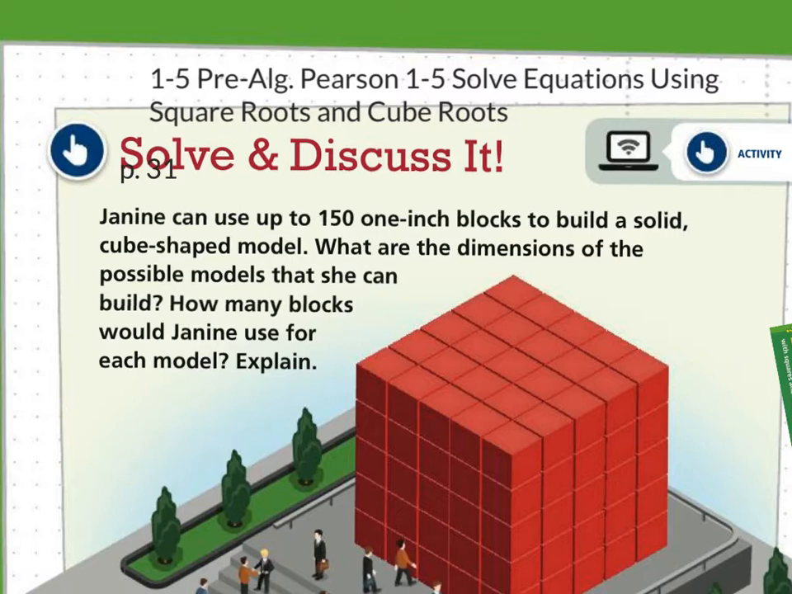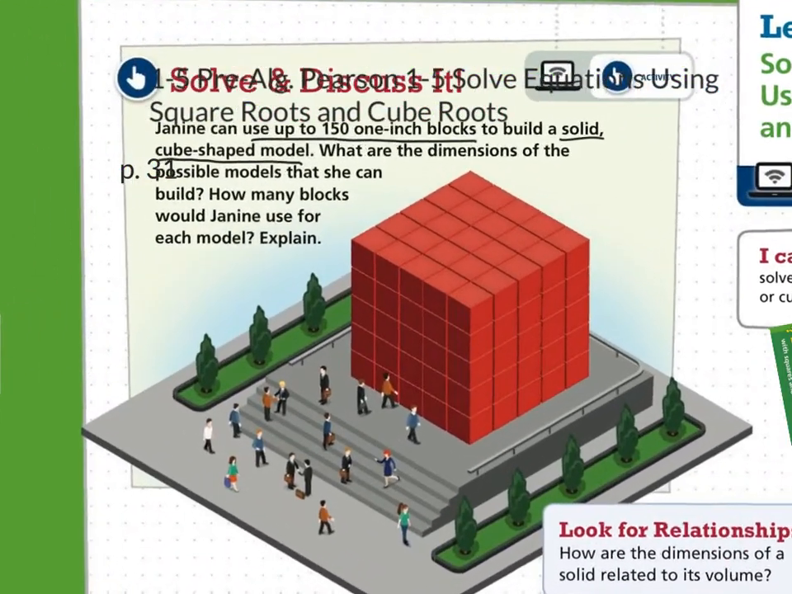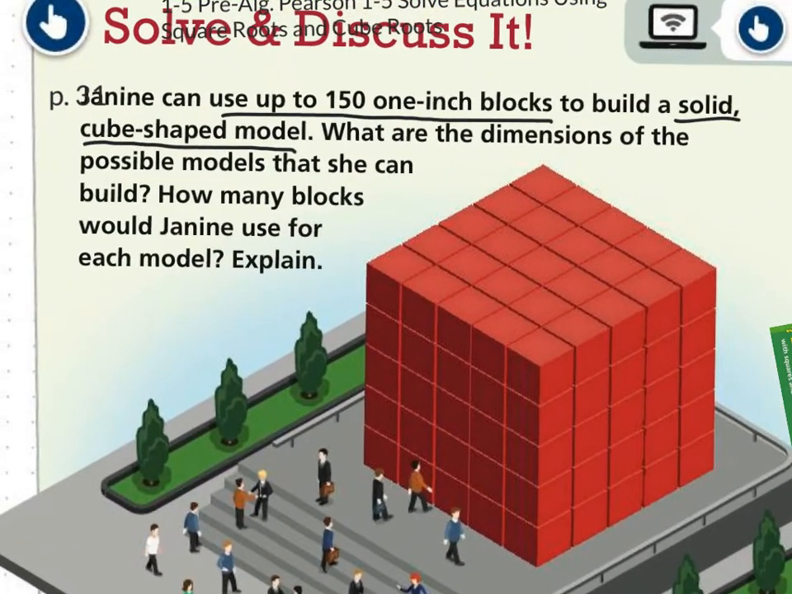So notice some key words in here. She's going to build a solid cube-shaped model. So one thing, it's solid, so it's not like we're just putting these cubes on the outside. We're making it solid. Also, it's a cube shape. And also, we can use up to 150 1-inch blocks. So let's think about some different cubes that we could make if we have a total of 150 blocks that we could possibly use all together.